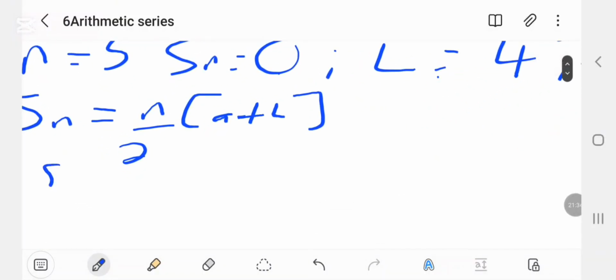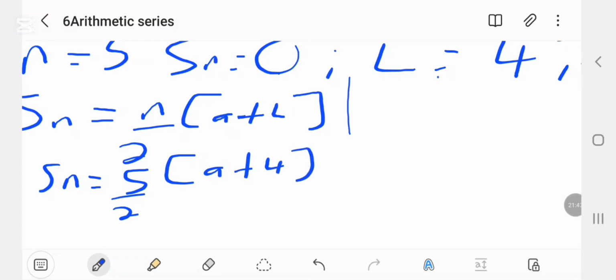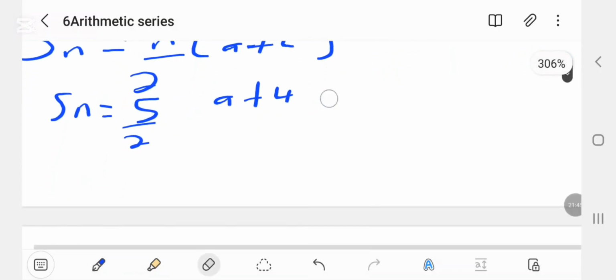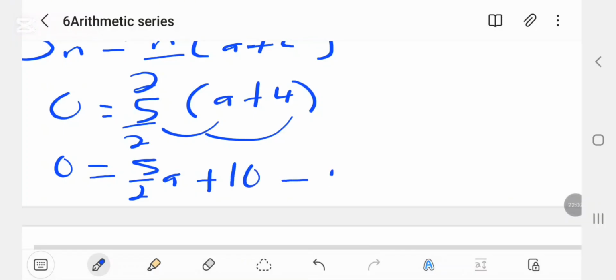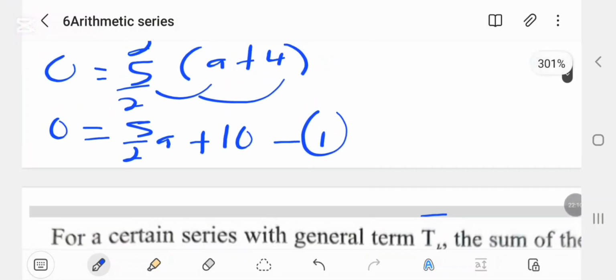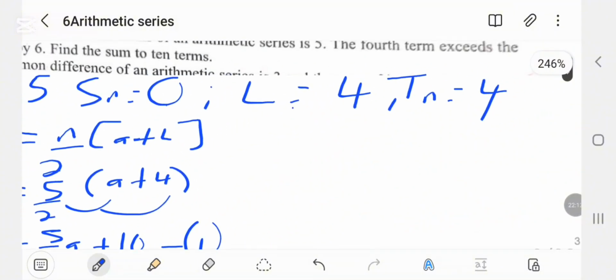Now Sn is equal to, we have 5 terms, so 5 over 2. We don't have A, but we do have the last term. Now I'll use the second bracket, so we multiply inside the bracket. And by the way, Sn we have 0. So 0 is equal to 5 over 2 times A, which is 5 over 2 A, plus 5 over 2 times 4, which is 10. This is equation 1.